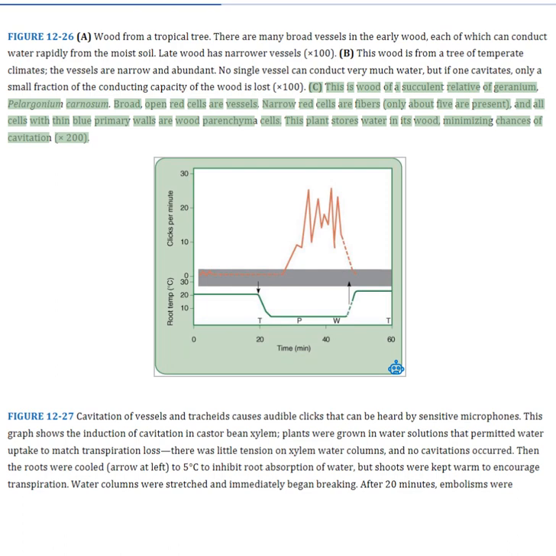This is wood of a succulent relative of geranium, Pelargonium carnosum. Broad, open red cells are vessels. Narrow red cells are fibers, and all cells with thin blue primary walls are wood parenchyma cells. This plant stores water in its wood, minimizing chances of cavitation.